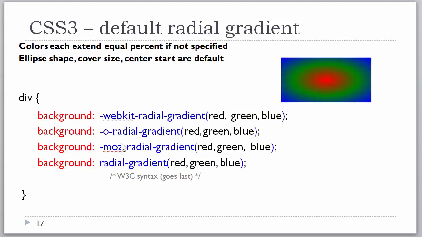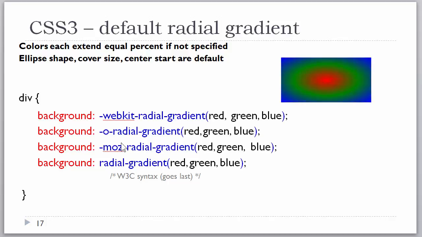Alright, so let's take a look on the right in our diagram. There is our radial gradient. And in our syntax here, you see we have the vendor prefixes. And at the bottom we have the W3 syntax, radial-gradient. And it takes 3 parameters: red, comma, green, comma, blue. Here again, there are 3 colors and they will be equally proportioned if no starting values are specified.